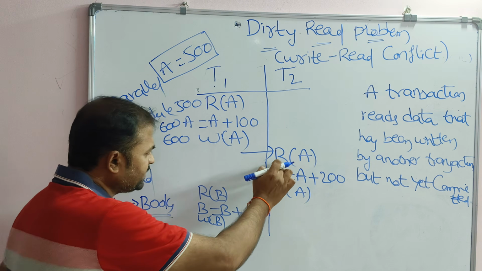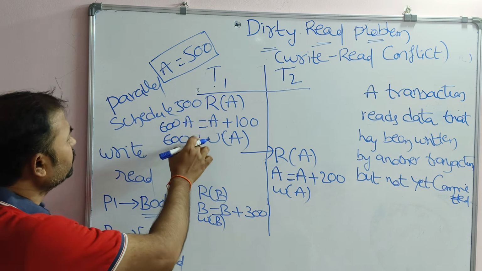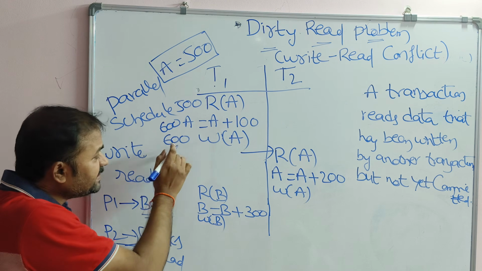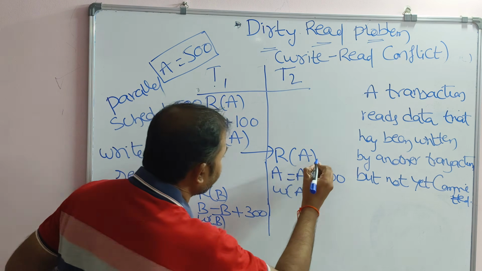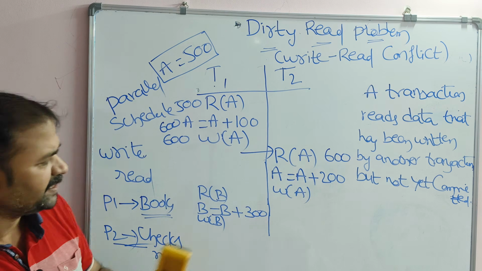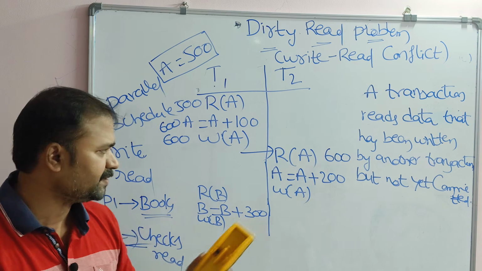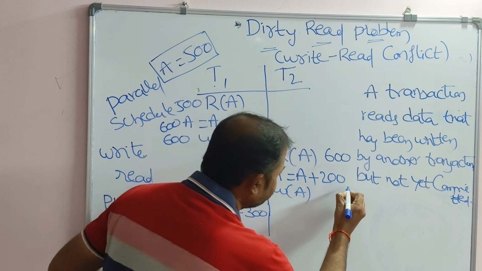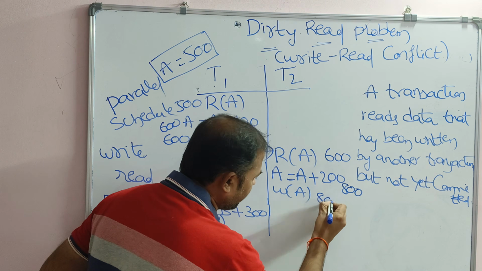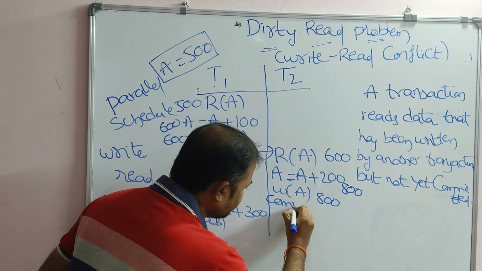So what is T2? Here the first operation is R of A. What is the A value? Initially the A value is 500, but the recent value of A is 600. The recent value of A is 600, so that A will be read. Then A equals A plus 200, so 600 plus 200 means 800. Now W of A, so the A value is 800.